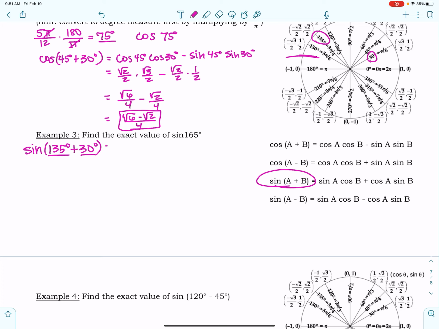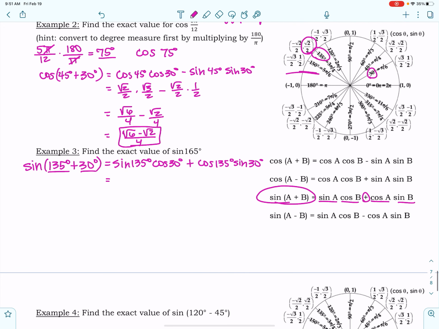So what I have here is sine of A, so sine of 135, times cosine of B, so that's cosine of 30, plus cosine A, so cosine of 135, times sine B, so sine of 30 degrees. Now I'm going to replace those with their values on the unit circle. So the sine at 135 is this one.